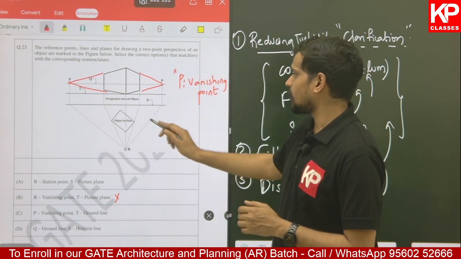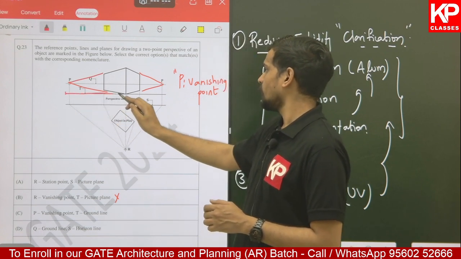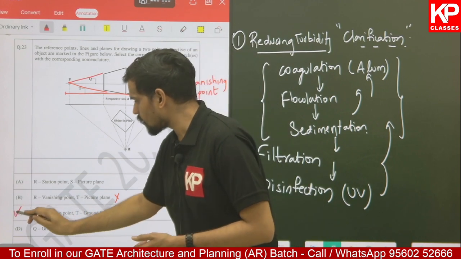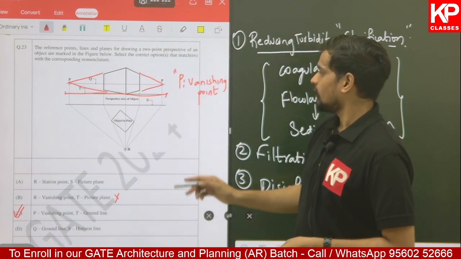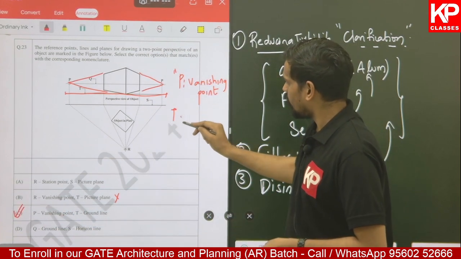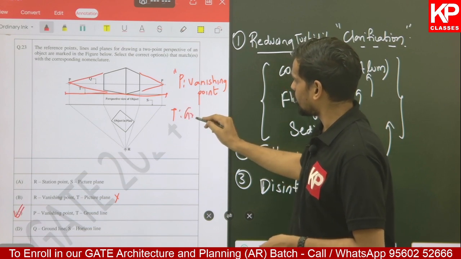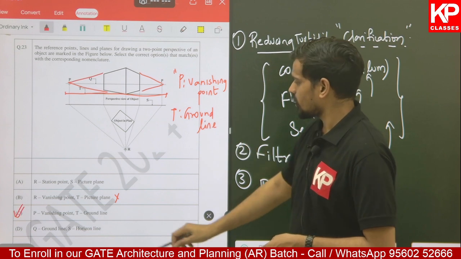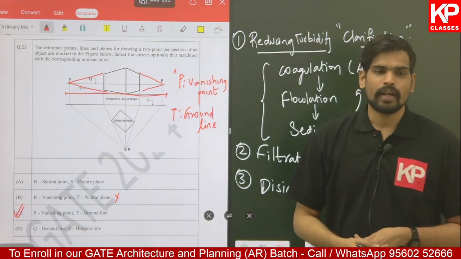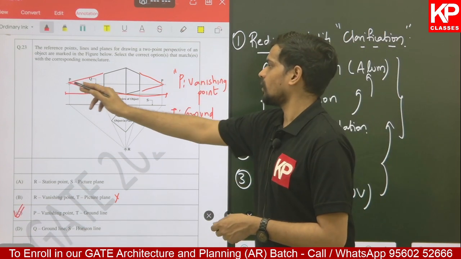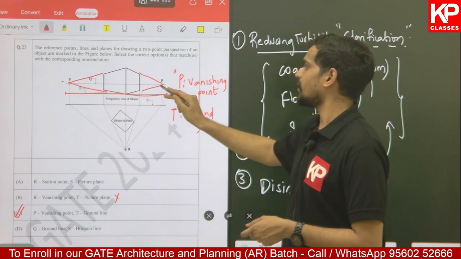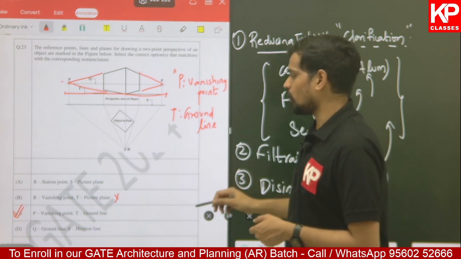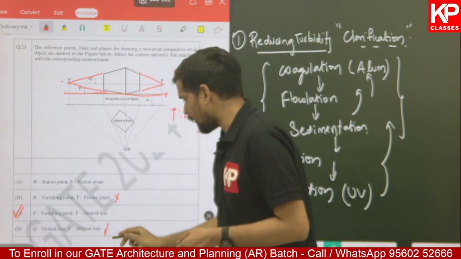T is written as ground line. T is over here. That obviously is the ground of the object. So T is the ground line. So option C right away is correct, because we have also identified that T is the ground line. If you look into the remaining options, Q is marked as ground line in this last option. So Q cannot be the ground line. Q is basically the line joining the vanishing points. That is basically the eye level. That's not the ground line. So this can also right away be eliminated.